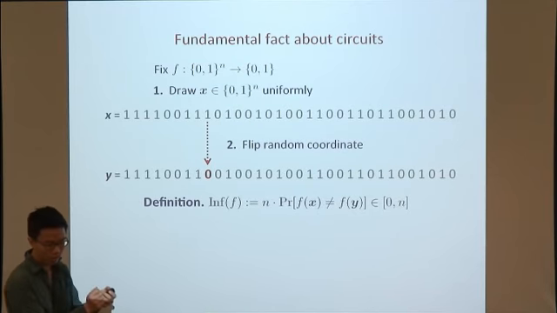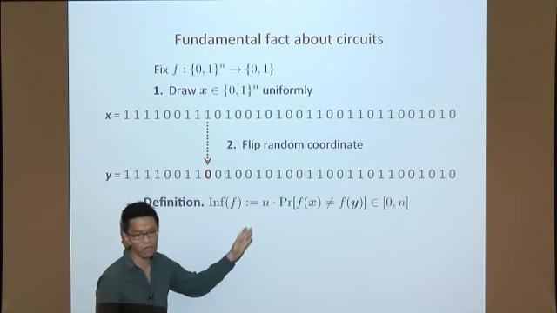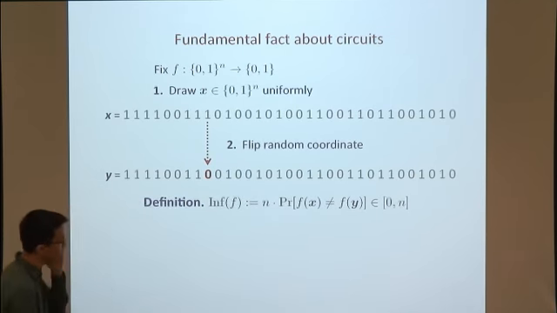All right, it's so simple. And I want to know what's the probability that f of x is not equal to f of y. And I'm going to multiply by n. This is a matter of convention. Don't worry too much about it. But if you allow me to multiply by n, it brings it to a number between 0 and n.